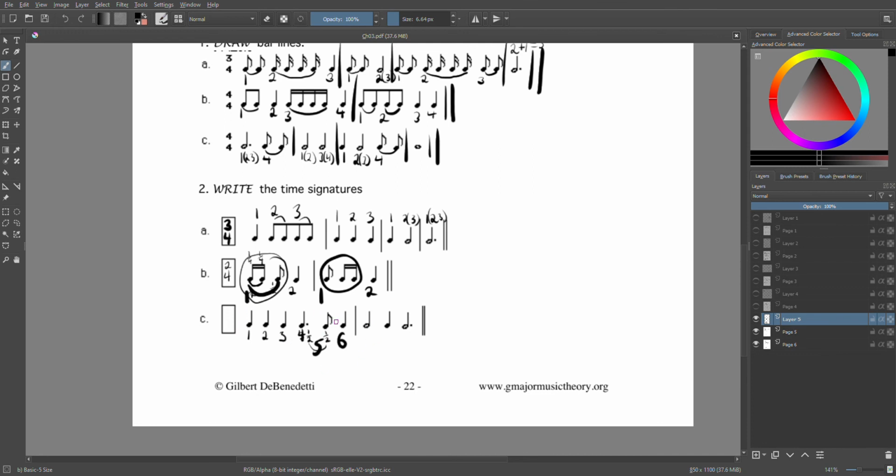So that looks like 6 beats in a measure. Let's double check. Half note, 1 and 2, 3, 4, 5, 6. Yep, 6 beats per measure. Quarter note gets the beat. All right, that is that page.